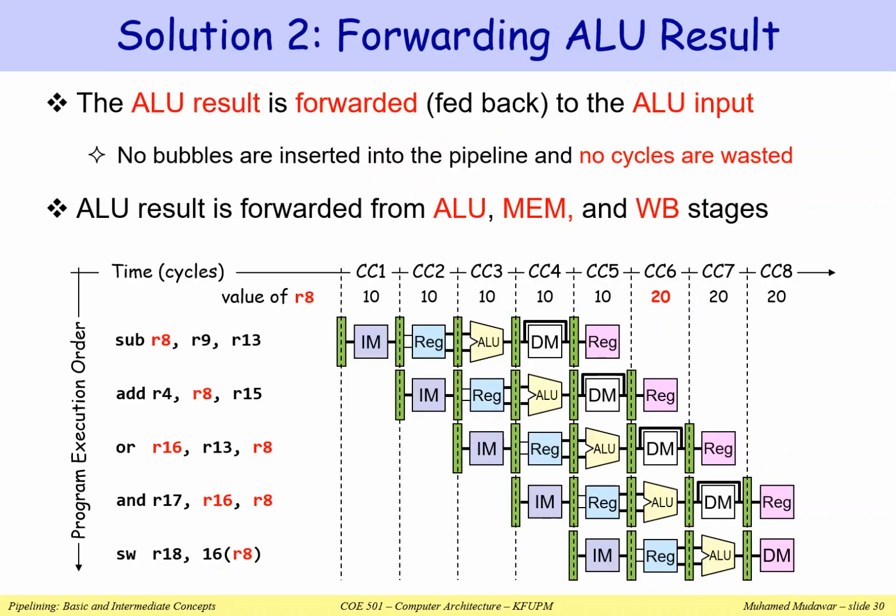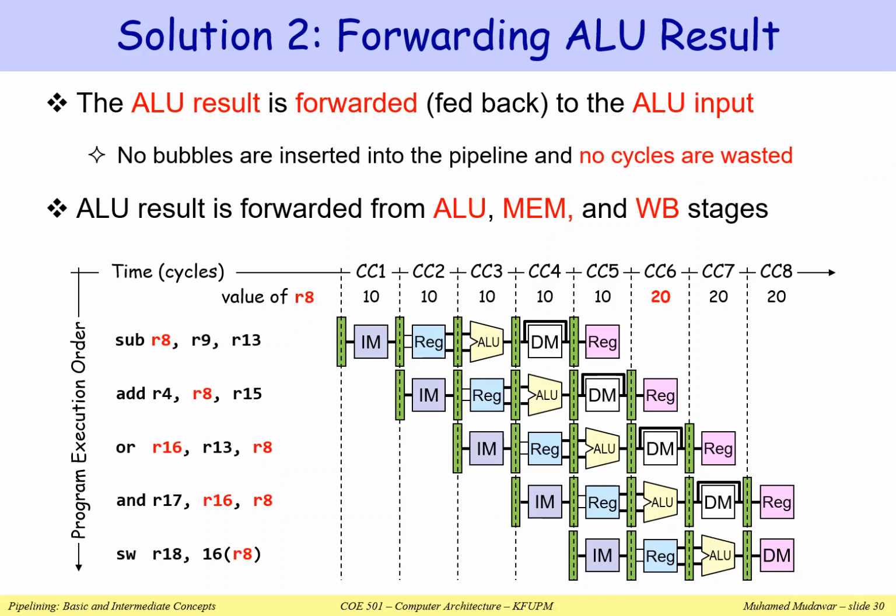The problem of stalling the pipeline is that every time we have a data dependence, we are going to waste clock cycles. It's going to increase the execution time of the program. So this is not really a perfect solution, although it works, it is going to reduce the performance of the pipeline. So we don't really want to reduce the performance. There is a better solution.